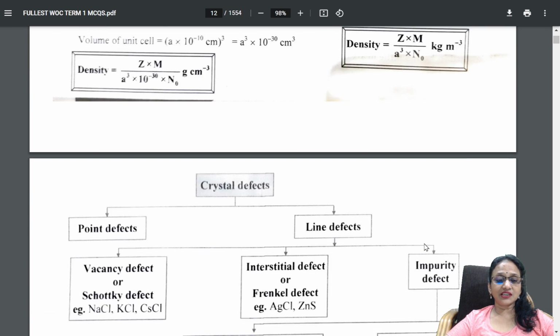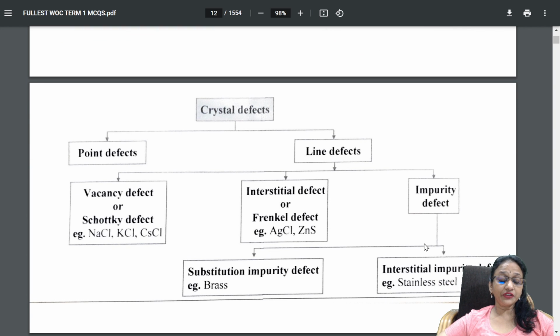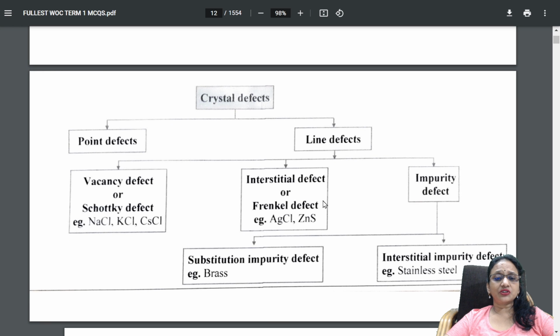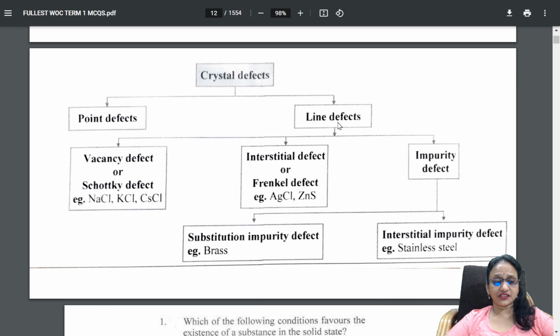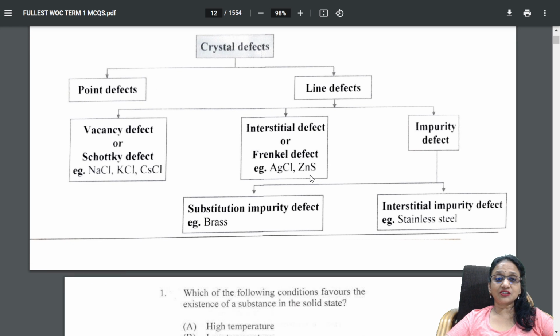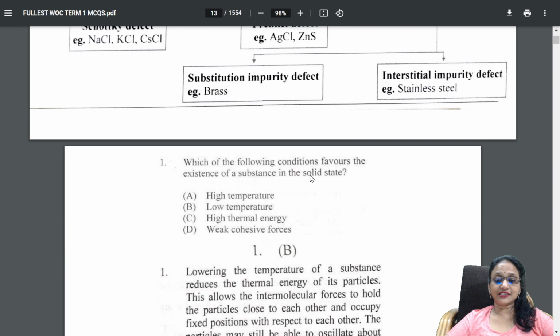After the density numerical, next comes your crystal defects. We are going to do different questions on the voids. We are going to do different questions on packing efficiency, and different MCQs would follow now. Defects are the dislocation of atoms, ions, right? There are two types of defects, point defects and line defects, correct? Line defects are again divided into 3 types, and impurity defects are further divided into 2 types. Examples are very important in the exam. They will ask you. So with this summary, let us start off with the MCQs which we are going to learn. Yes, see this, students.